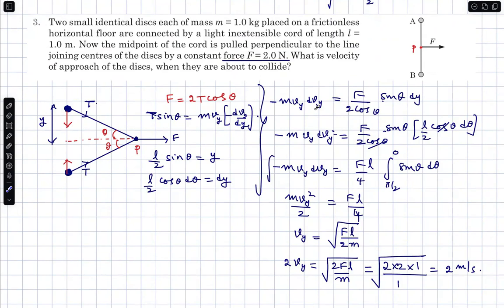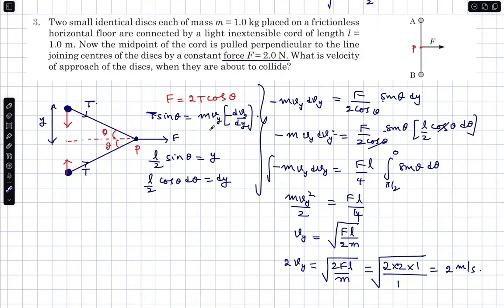Say at a given instant, here you are, this is some Vy, this is some Vy. Actually, you want 2 Vy because that is the relative velocity of approach. First, let me find Vy. For this purpose, I took this distance as y. At this point, F, tension T. So 2T cos theta is F, right? T sin theta, this is 90 minus theta.